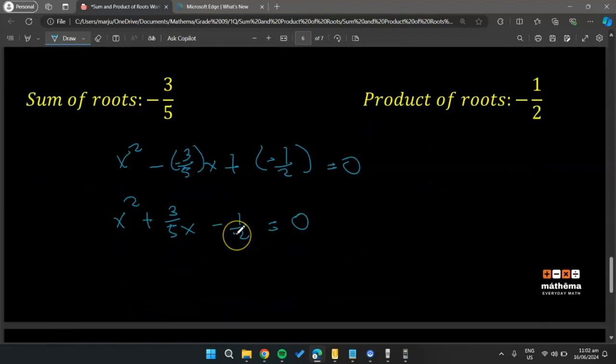Now if you're going to simplify this to get rid of the fraction, we can actually multiply everything by 10. So we'll do that. So this is just 10x squared plus 6x minus 5 equals 0. So this will be our equation now.